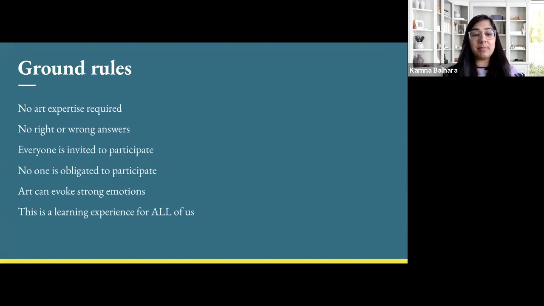Everyone is invited to participate. No one is obligated to participate. Since this is an abbreviated session, we probably won't be able to get to everyone if there are multiple people, but we are excited to try to hear from all of you. This is also a learning experience for all of us, so we are all here exploring and learning together.